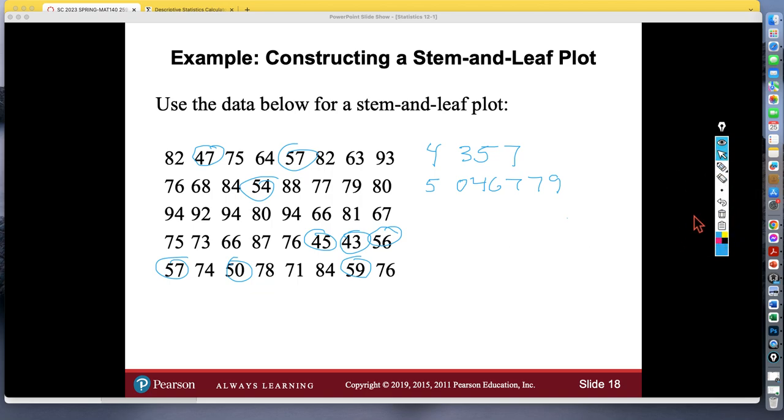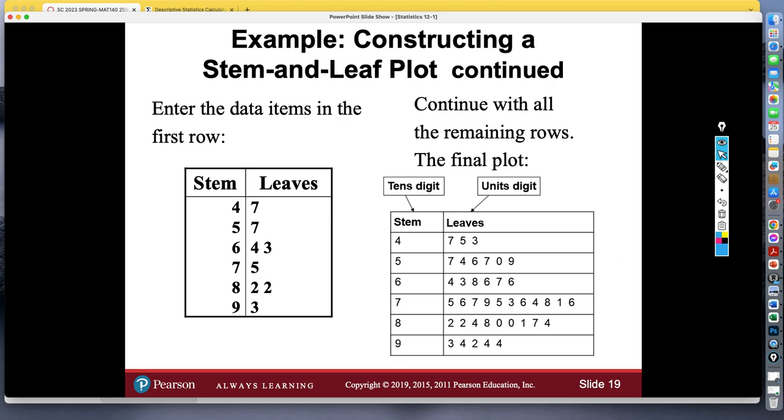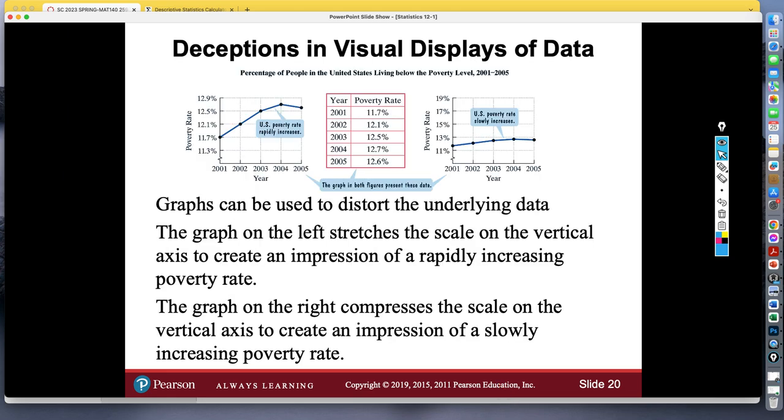But again, you might find a good use for it in whatever you're doing in analyzing. Okay, so the leaves don't have to be in order, but oftentimes if you do put them in order, it's kind of nice, because if they're not in order, it sort of also gives a visual of a bar graph that way. Okay.